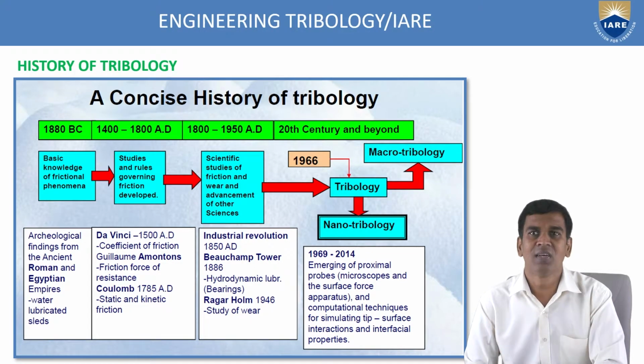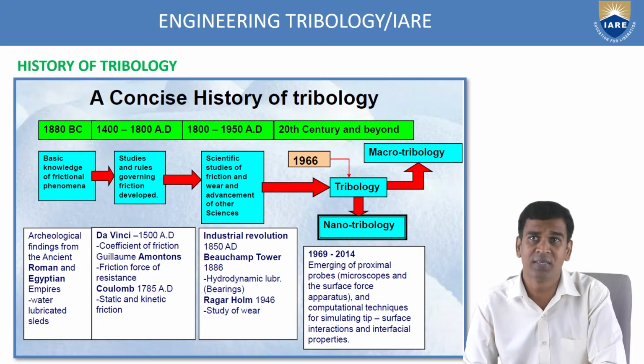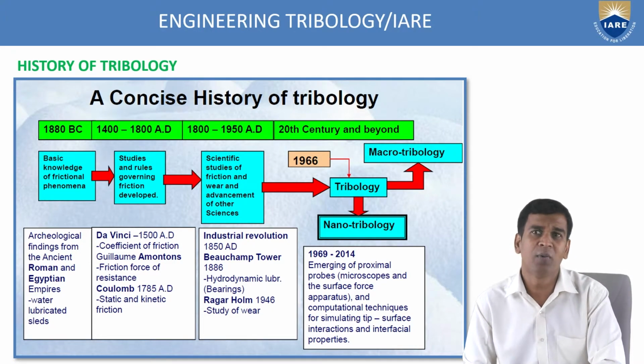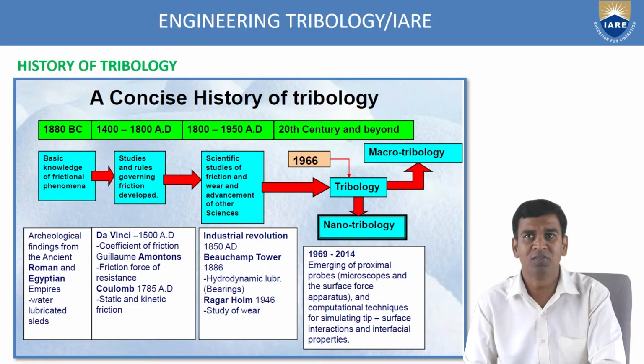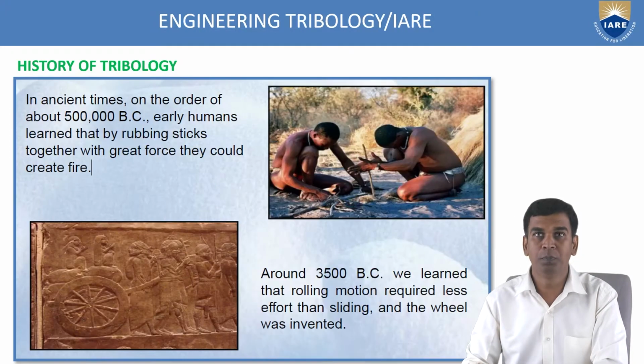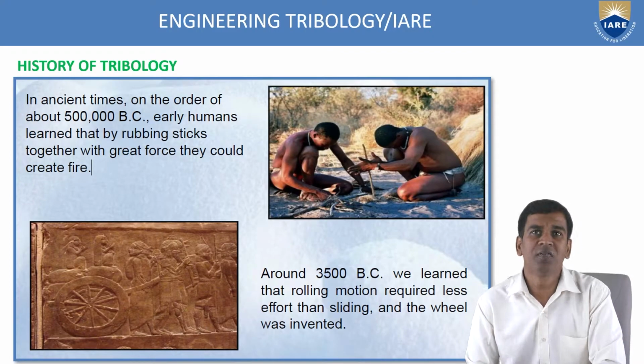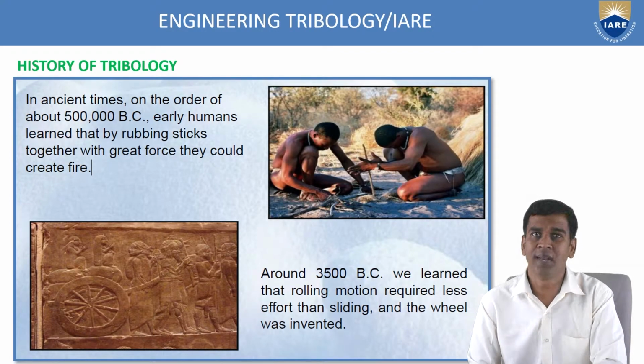Here, it is classified into two types based upon the surface contact, whether it comes under nanotribology or macrotribology, based upon the contact points. The history of tribology started 5 lakh years BC.